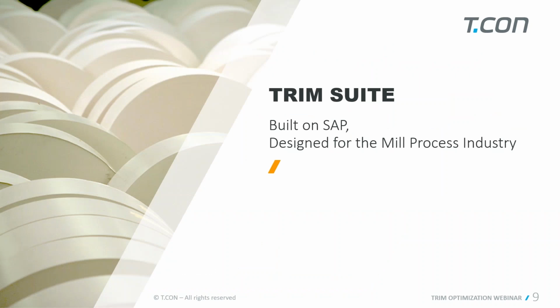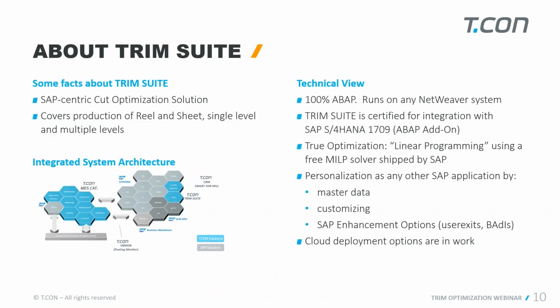So let's get to the second part of my piece of the demo. I would like to introduce the Trim Suite as a product from T.CON. Well, the Trim Suite, of course, is a tool for running cut optimization. We cover the area of production of reels and sheets. We have application areas where we do that on a single level, just producing reels that come out of a paper machine. But of course, we also have scenarios where the reels are cut in a second step to smaller reels or to sheets. So we talk about multi-stage optimization in such a case.